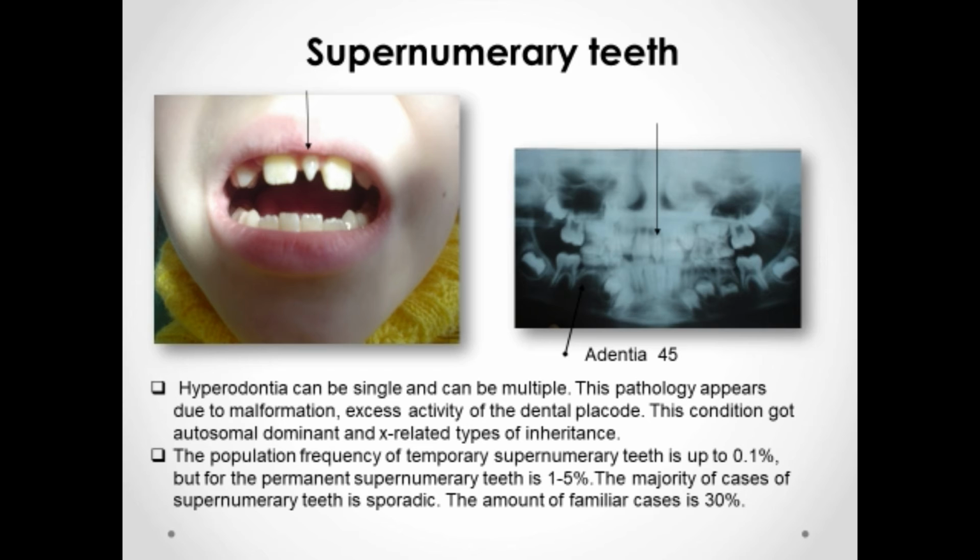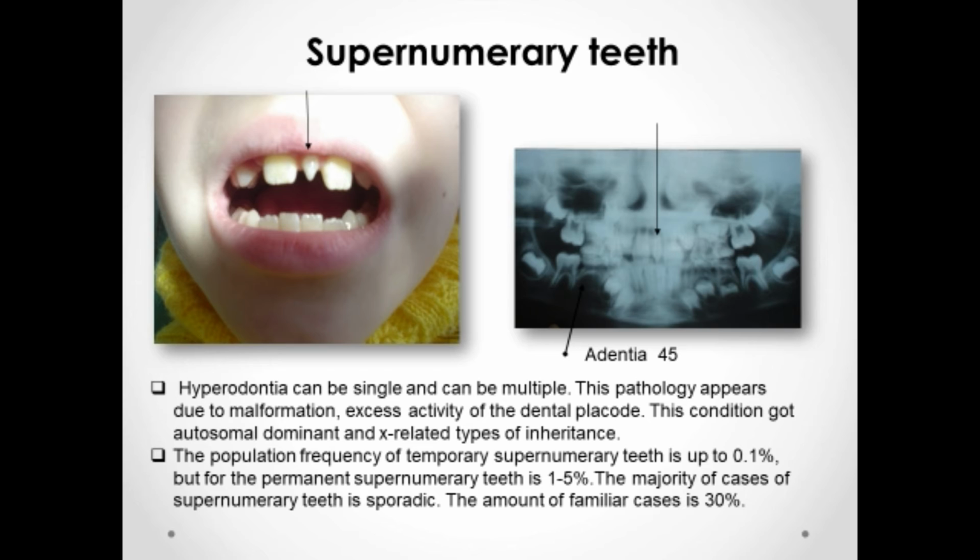This condition has autosomal dominant and X-linked types of inheritance. Supernumerary teeth usually have an abnormal shape. Those teeth can be malposed or take a place in the dental arches. The most common supernumerary teeth are upper incisors, premolars and upper third molars. The population frequency of temporary supernumerary teeth is up to 0.1%, but for permanent supernumerary teeth it is 1 to 5%.